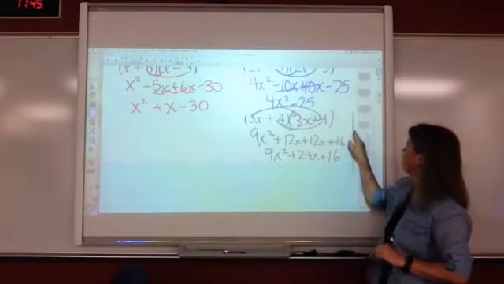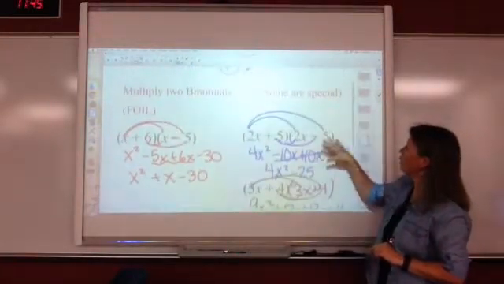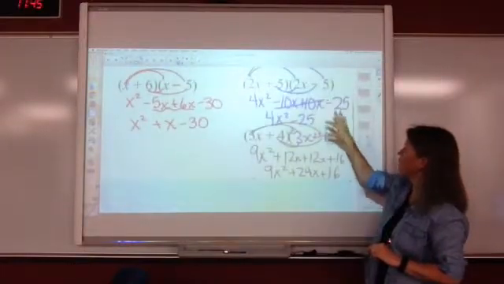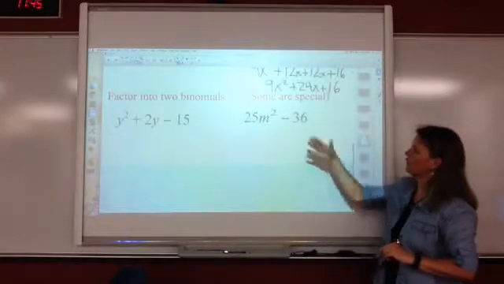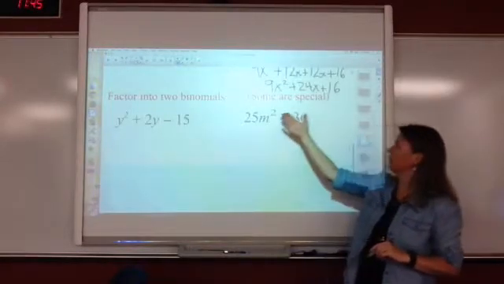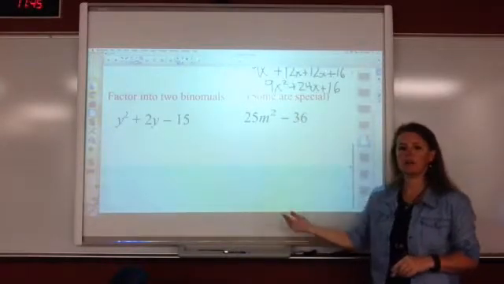Three multiplications, but two are a little bit special in how they finish or how they're set up. So what's going to happen is eventually you're going to have to factor these binomials, so you're going to undo the FOIL process.